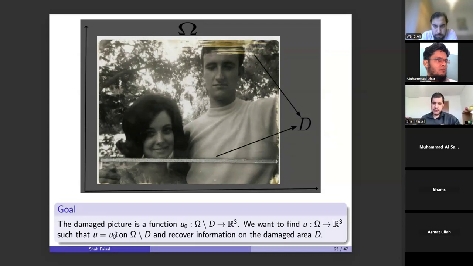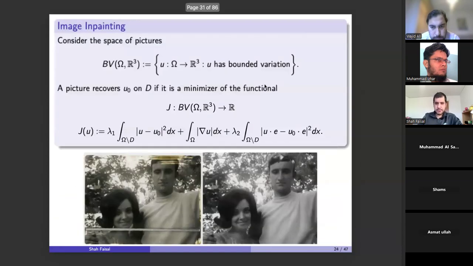So basically, you are interested in finding a function that should agree with the given function on the complement of the damaged area and should nicely approximate information on the damaged area. Okay, so this is basically finding a function again. And to do that, let's consider the space of functions, or the space of pictures, to be maps that have bounded variation. It's a condition on how the function varies on the domain.